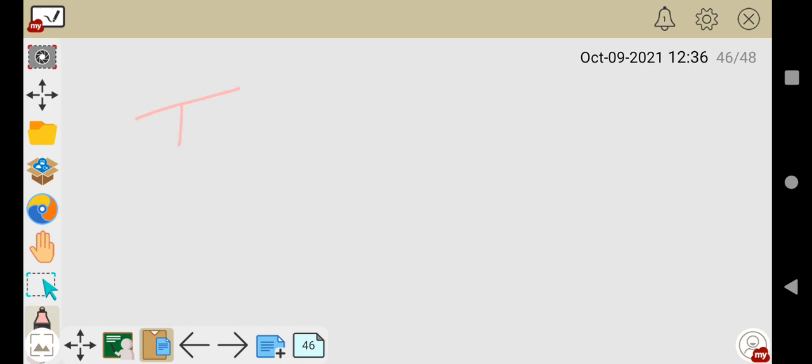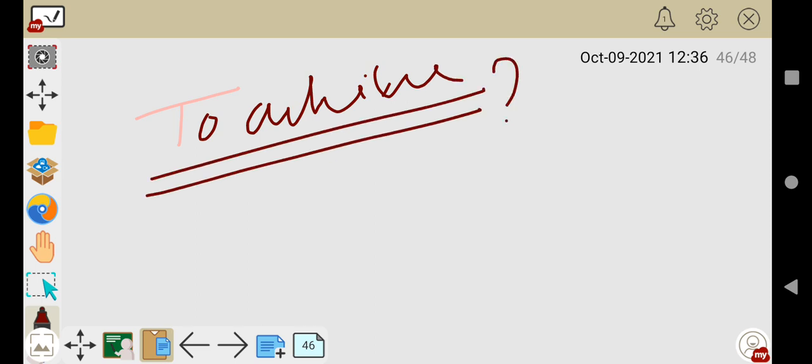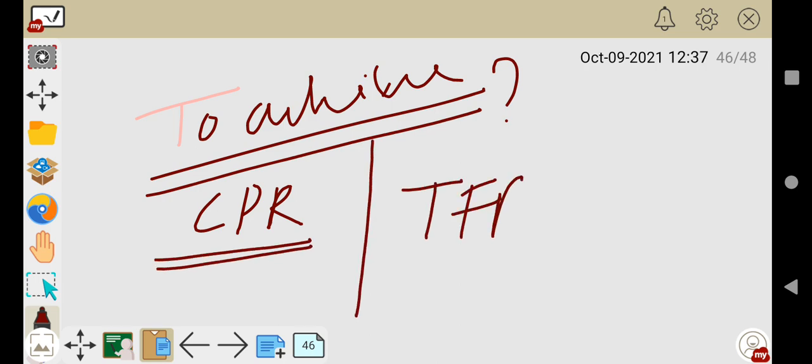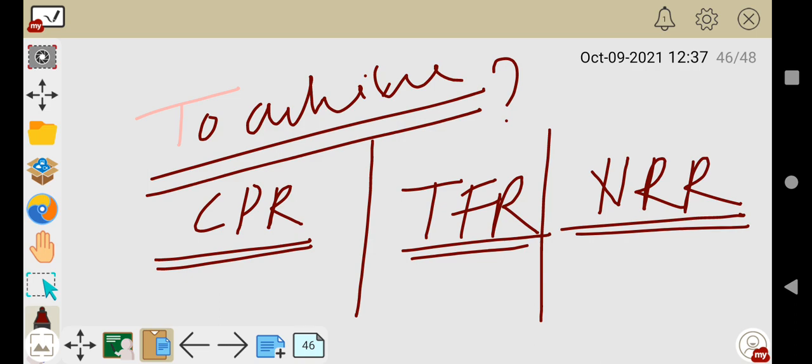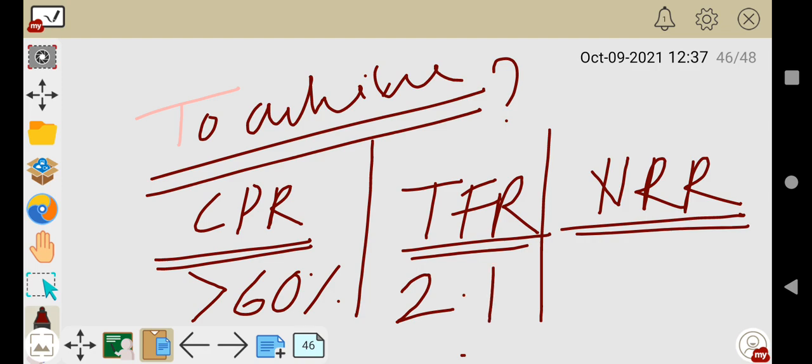Now what I have to achieve, what should I achieve in family planning? What does the government want to achieve by promoting family planning? The thing is simple. They want to achieve CPR, couple protection rate. They want to achieve something in total fertility rate, and something in net reproductive rate. CPR they want more than 60%. Couple protection rate should be more than 60%. For that, total fertility rate, which I just discussed, must be 2.1, and for that NRR must be equal to 1. All these are important values.